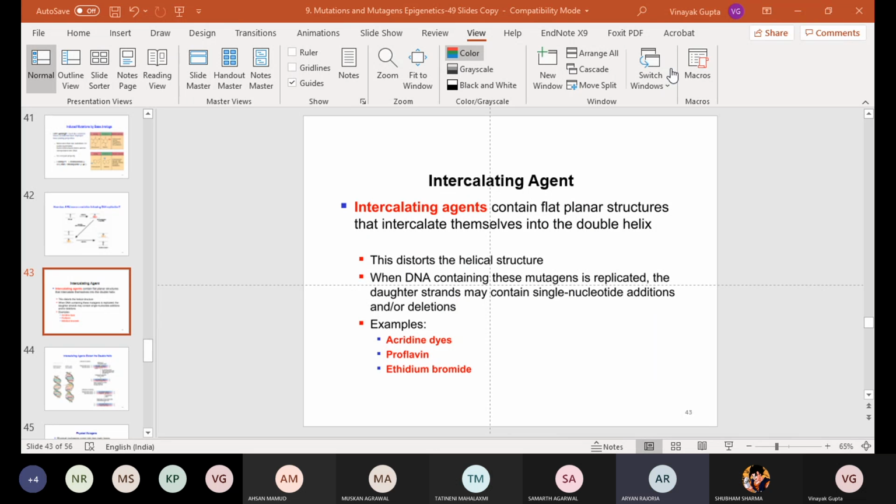Sir, intercalating agents will only cause frameshift. Others will not cause it, because they are just modifying the structure of the base. In that way, mis-base pairing is going to happen, right? Yes, we are going to see the intercalating agents. They are going to cause addition or deletion of nucleotides, and whenever we have addition or deletion of a nucleotide, it is going to cause a frameshift mutation.